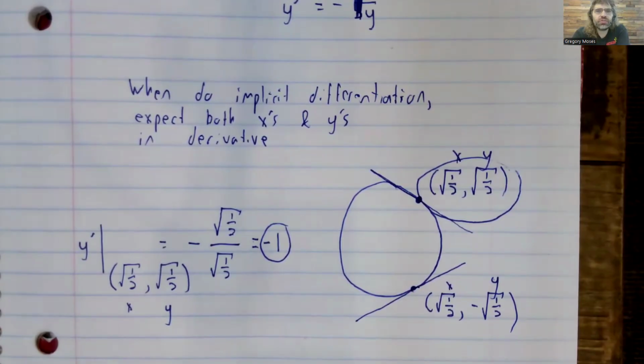And we're going to use a very similar idea in an upcoming topic called related rates, which you can sort of think of as implicit differentiation applied to word problems.